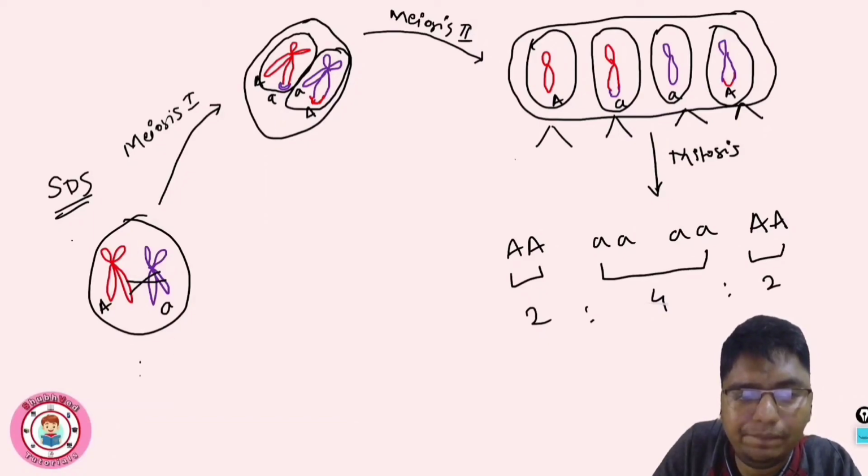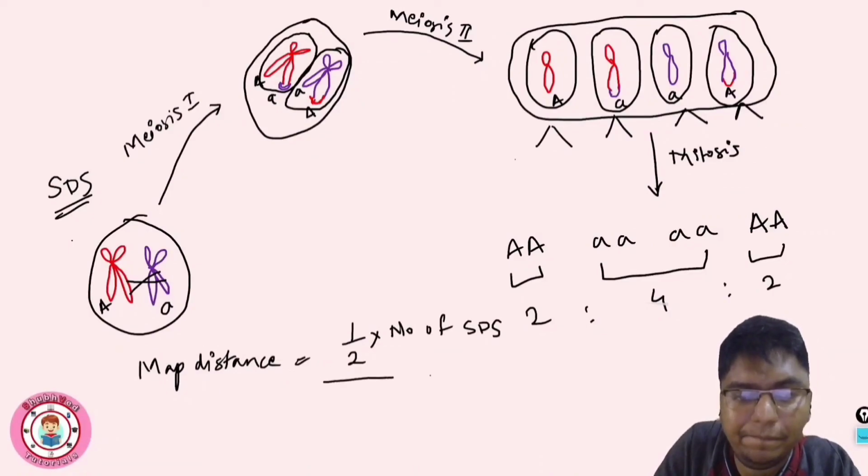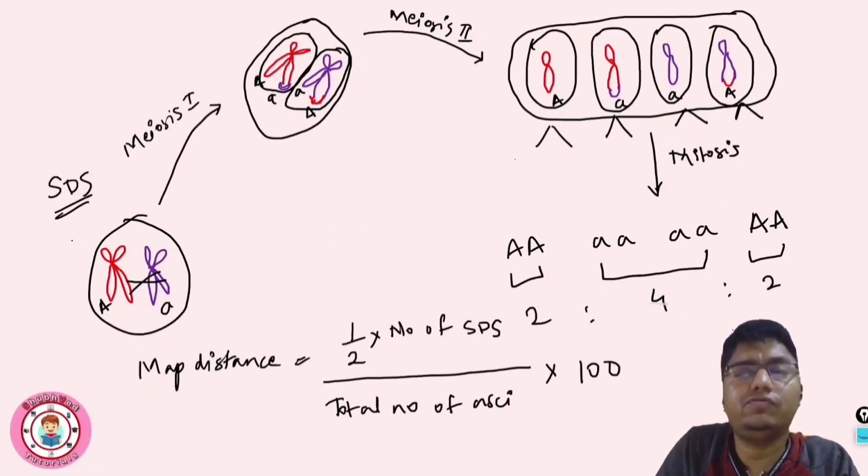Okay, so how to calculate map distance using this ordered tetrad analysis? So there is a formula: map distance is equal to half into number of SDS upon total number of asci into 100. Got it? So this is the formula. Using this formula, we can find the map distance, that is the distance between the centromere and the gene.